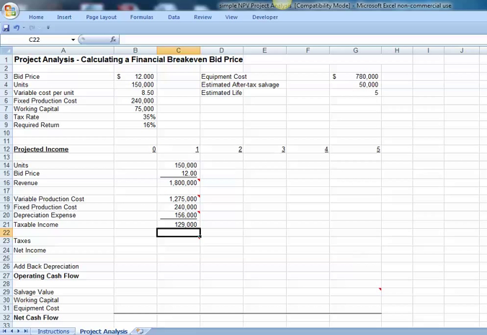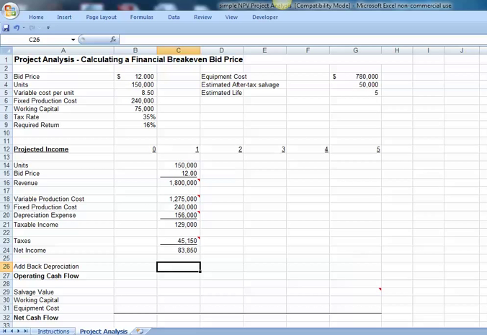So it looks like this would generate, with a $12 bid price, taxable income of $129,000 per year. Our income taxes is our taxable income of 129 times our 35% tax rate. And we want to keep coming back to that, so anchor our tax rate with an absolute cell reference. Our net income then is the 129 minus the 45, and we've got net income of 83,850.